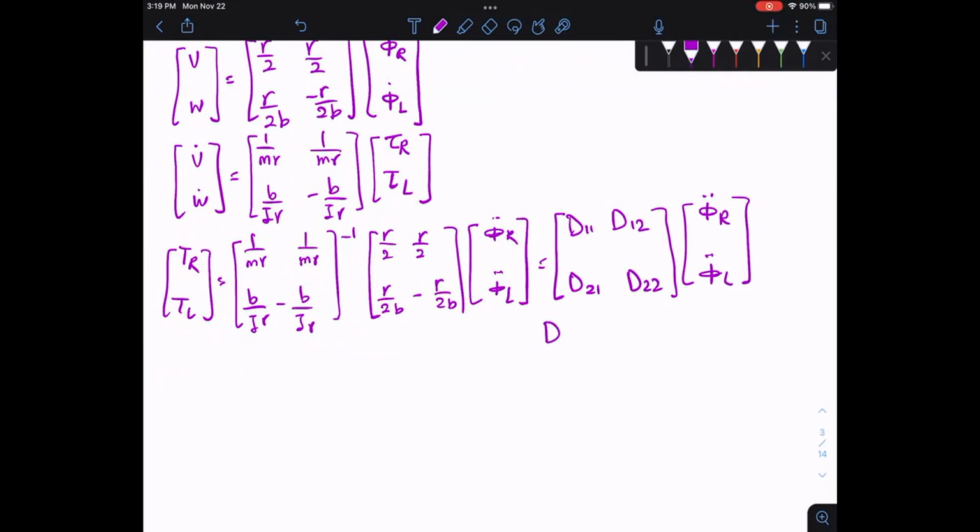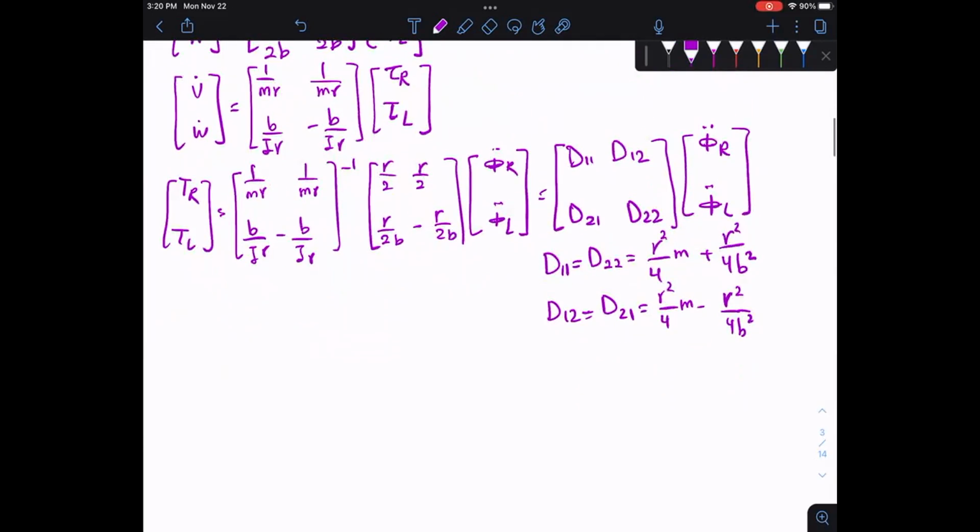And here, D11 is equal to D22, R square over 4M plus R square over 4B square. And your D12 is D21. That's what we expect because the mass matrix is symmetric. R square over 4M minus R square over 4B square. Hopefully I wrote the equation correctly. I will check again. Yes, that's negative, that's positive. Right, this is correct. Now, this is if we don't have any damping.